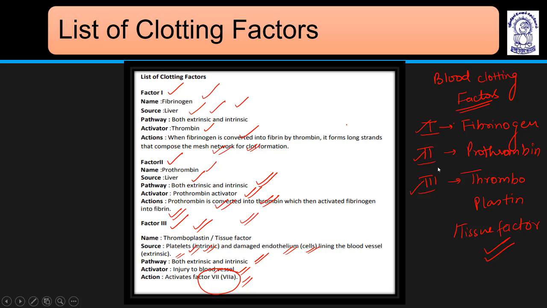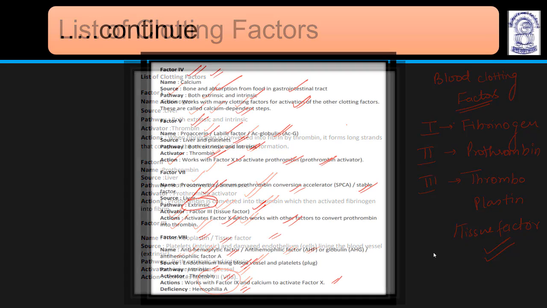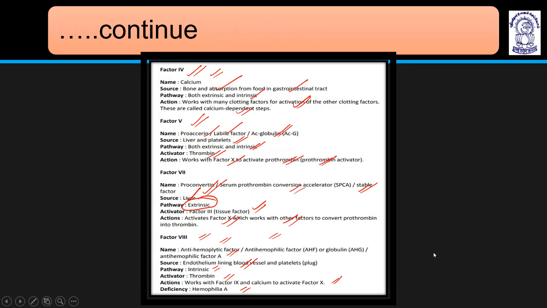Factor number 3 determines which type of pathway will be followed, whether intrinsic or extrinsic. If the platelets release thromboplastin, then it is the intrinsic pathway. If the endothelial wall, meaning the blood vessel wall, releases the tissue factor or thromboplastin, then it is the extrinsic pathway. Then factor number 4, calcium. Factor number 5, proaccelerin, or labile factor.